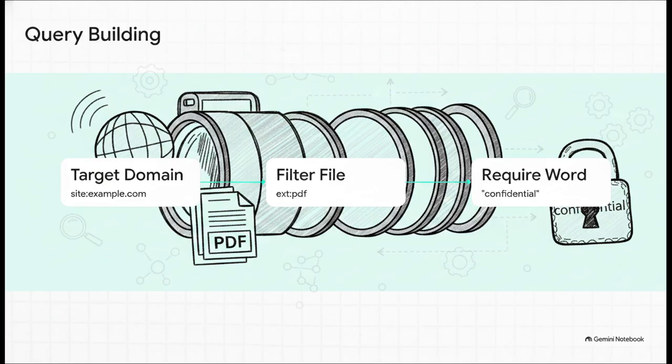Step 2. We apply the file filter, ext:pdf. Now, out of that entire domain, we are exclusively looking at PDF documents. Step 3. We mandate a keyword, "confidential", in quotes. By chaining site:example.com, ext:pdf, and "confidential", we've instantly filtered out millions of random web pages, blog posts, and images, returning only the exact documents we need. This drastically reduces analysis time for researchers, journalists, and cybersecurity professionals alike.